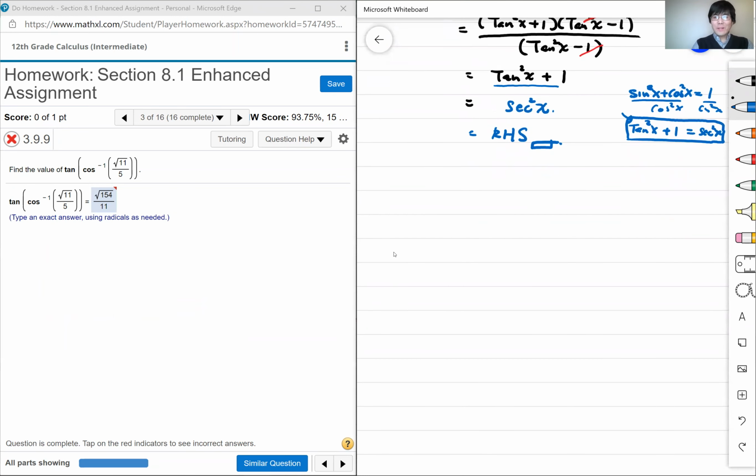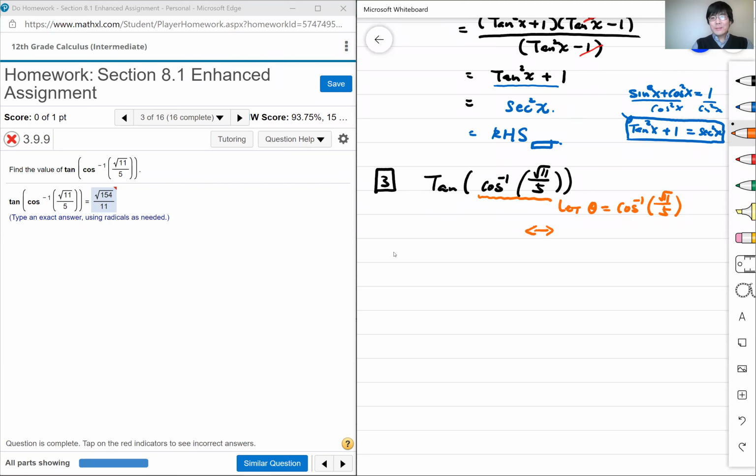Okay, next one. Now, I made a mistake for this one because I made a terrible subtraction error. So it is tangent of the arc cosine of square root of 11 over 5. The arc cosine of something will give us some kind of angle. So let theta be equal to the inverse cosine of whatever this number is. This means cosine of that angle is equal to square root of 11 over 5.